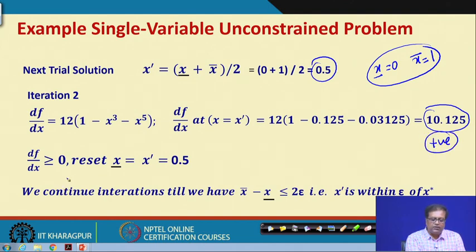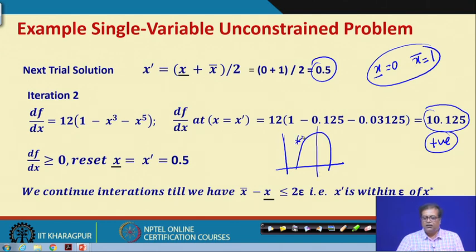So, since it is a positive value, now it will fall on the other side, that is the 0 side. So, this value is somewhere here, right. Since it is on that side, x bar should now be reset. So, what should be the new value of x bar? It should be reset to x dash, that is 0.5, right.